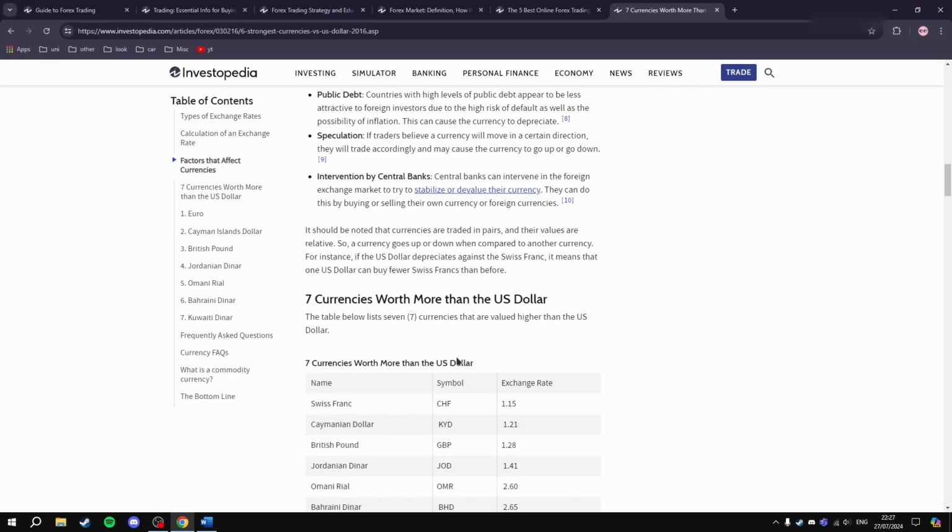So if there's more supply than there is demand for it, then its value is going to depreciate. Higher risk of default as well as the possibility of inflation. So if there's a high debt, then there's a high possibility of inflation.